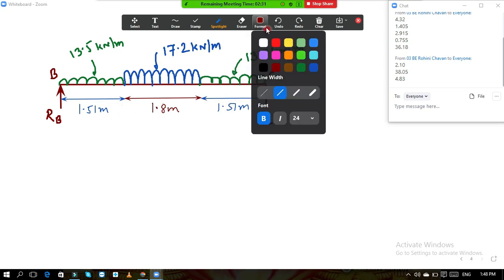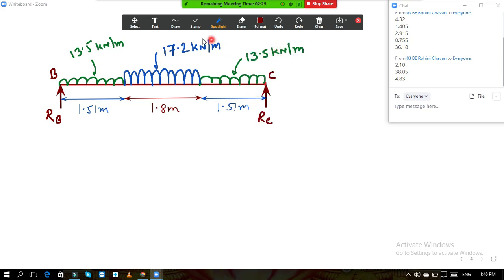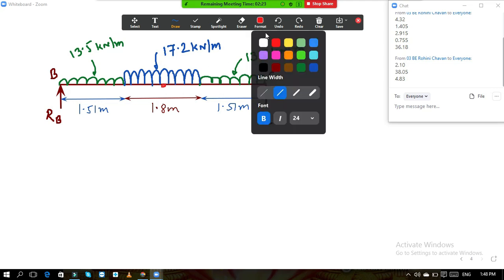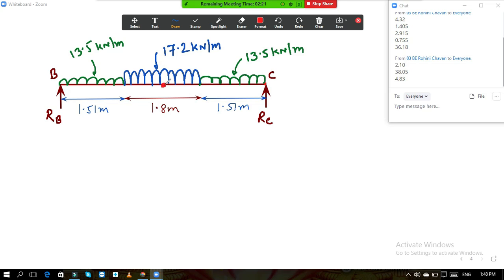If it is symmetrical, then we know that we will get the maximum bending moment at which point? At the center. Suppose this is our center point. Let us name this point as E. So at the center we will get the maximum bending moment.